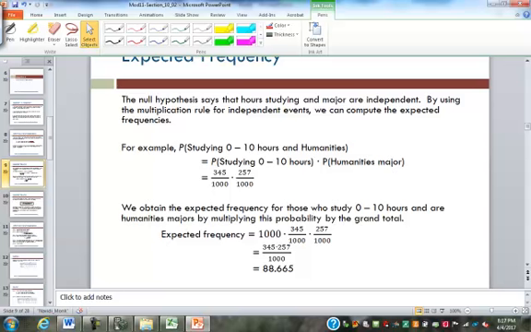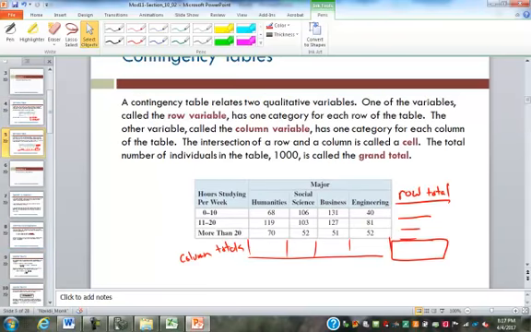So we look at finding our expected values here. What we're doing is looking at something like an expected value from the row and column probabilities. Let's go back up to this contingency table quick. The probability in this table of studying 0 to 10 hours is this row total divided by the grand total. So that's the probability.